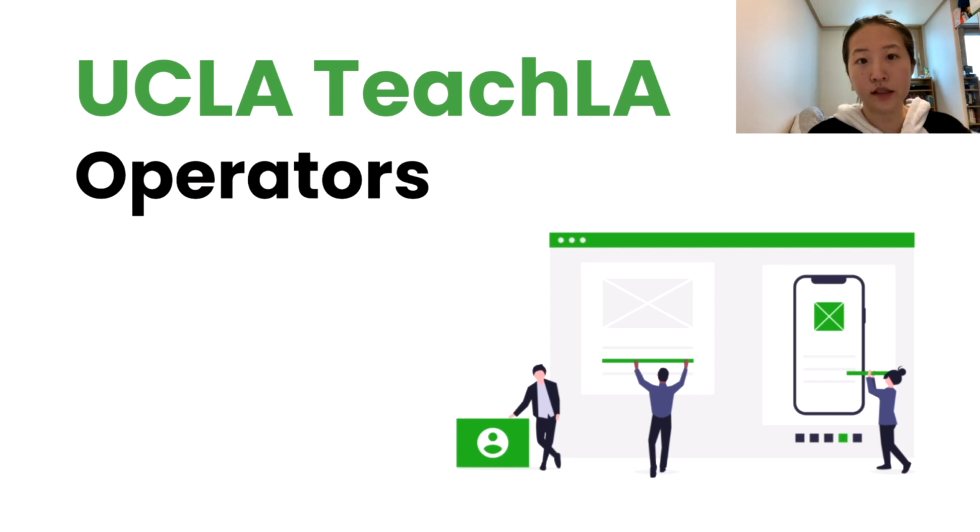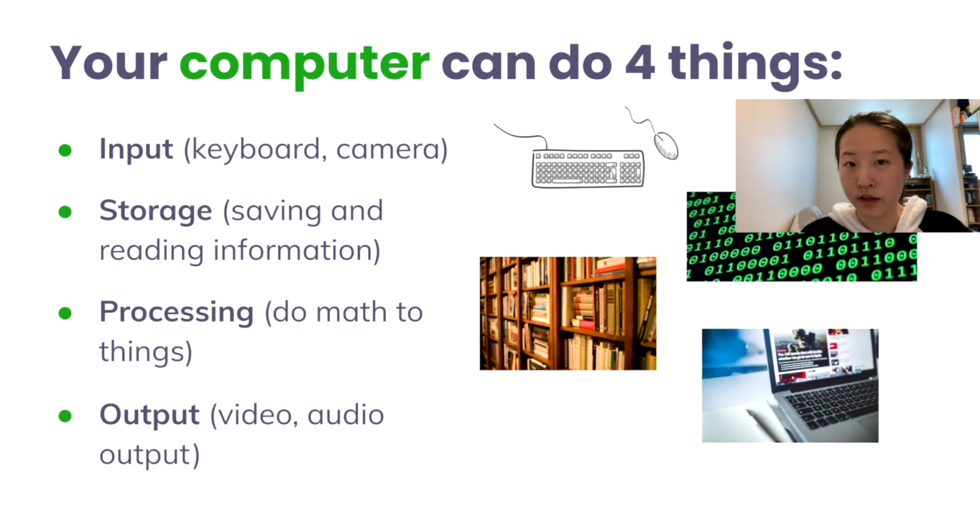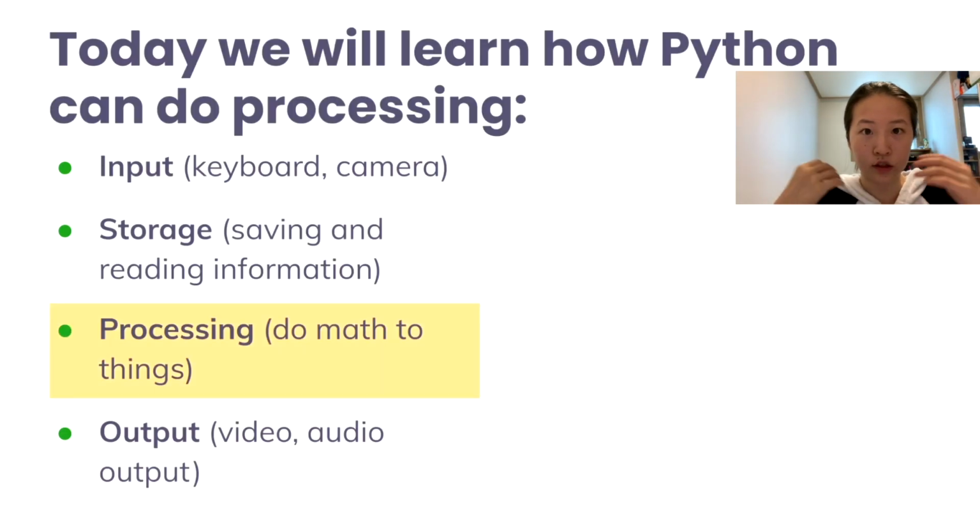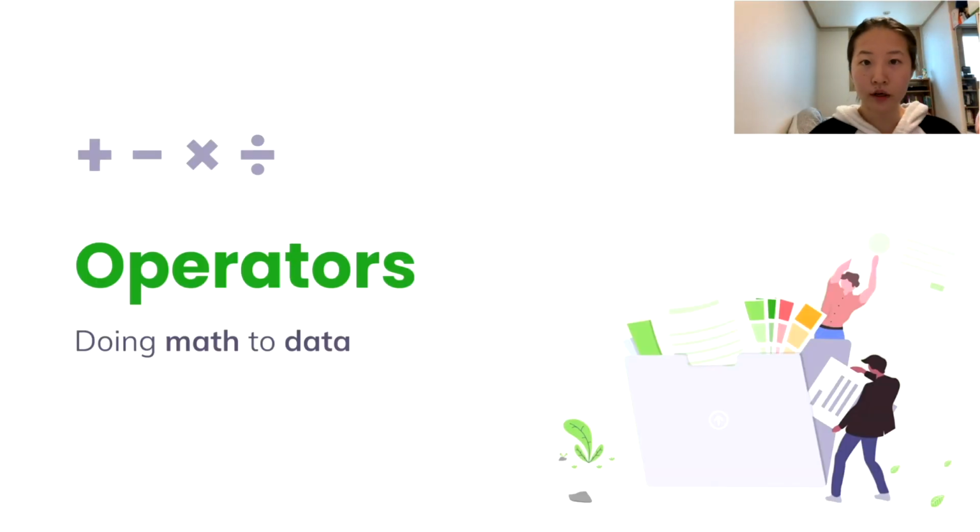So I think this was discussed in earlier videos, but basically our computers can do 4 different things. It can take in input, store the input, process it, and lastly output whatever was processed in the computer. So today we're going to learn how Python can do processing. And Python does processing through operators. Operators are basically whatever we use to do math to data. So if you are familiar with math, it's just addition, subtraction, multiplication, and division. These are some examples of operators.